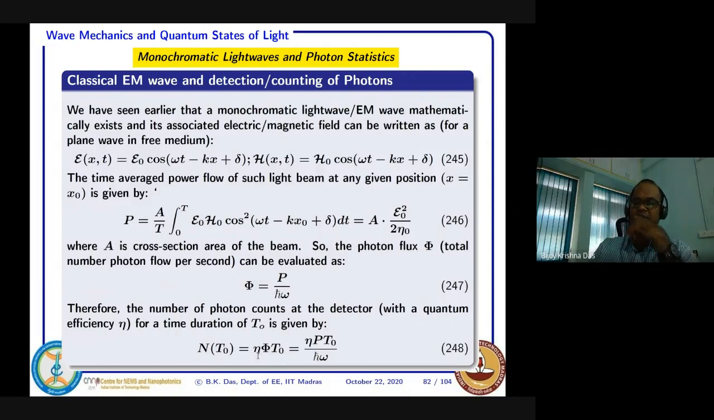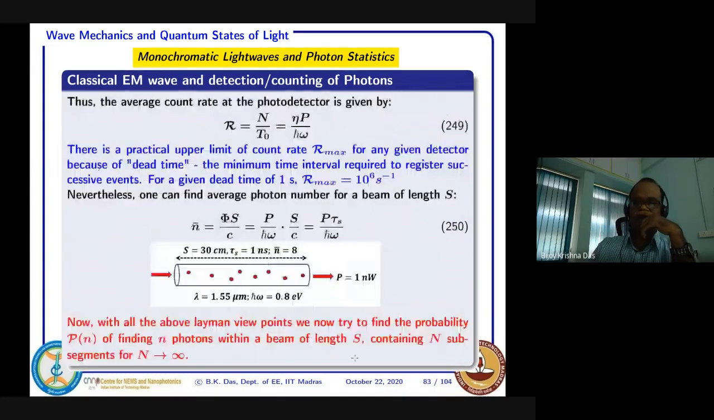This eta I have not considered earlier in our calculation of how many photons will be there for a certain beam length. So it is eta P t naught by h cut omega. I think you have seen this, we have discussed it earlier. For example, if 1 nanowatt power is there, how many photons will be there? But whenever we are counting photons, we have to see what the quantum efficiency is also. That quantum efficiency part you have to consider.